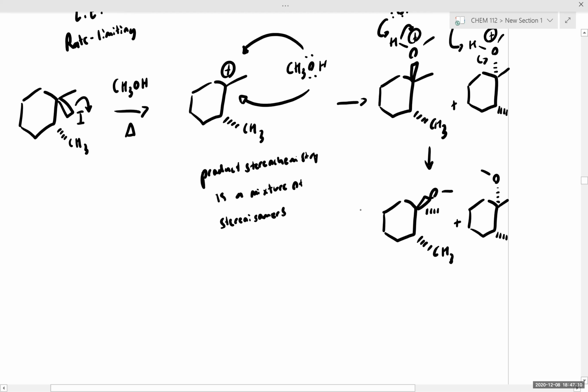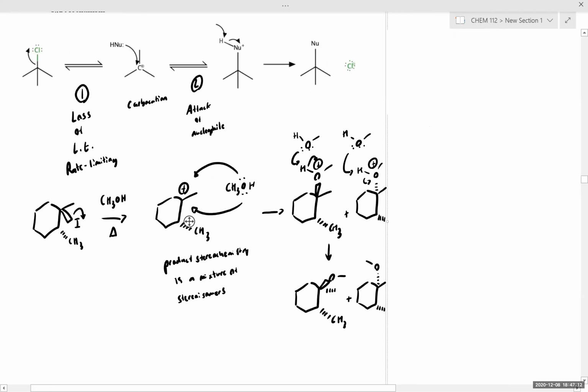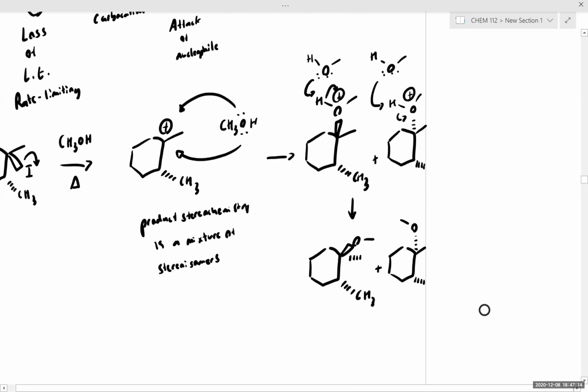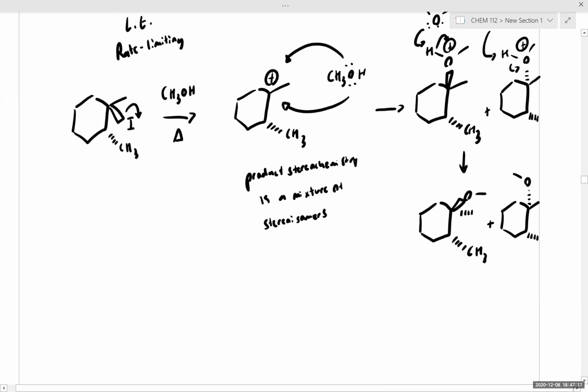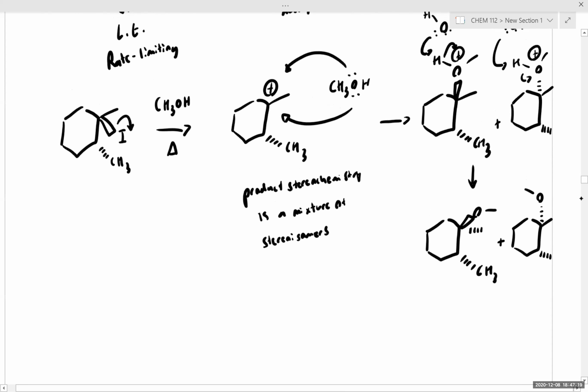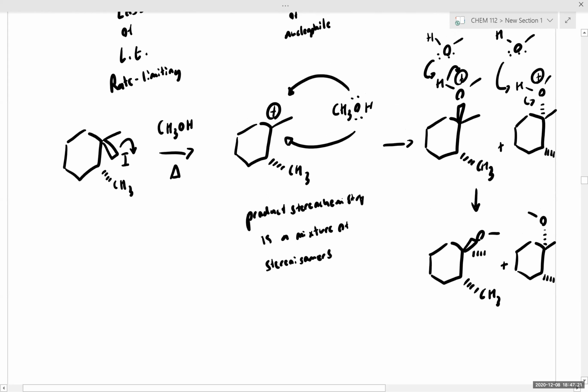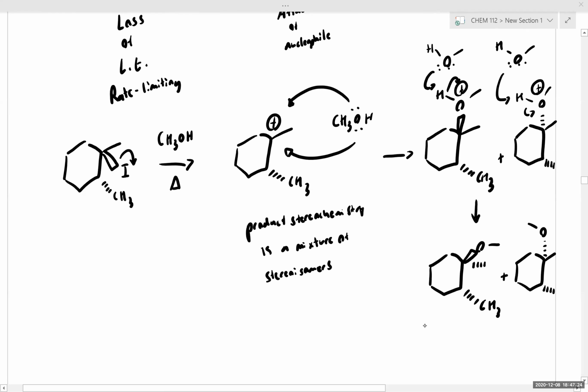Okay. So here's an example of a fully drawn out Sn1 reaction mechanism. We have our rate limiting step, which is the loss of our leaving group. Once we lose our leaving group, we generate a carbocation. The carbocation can be attacked from either face. That's why we observe a mixture of diastereomers for our product. Does that make sense?